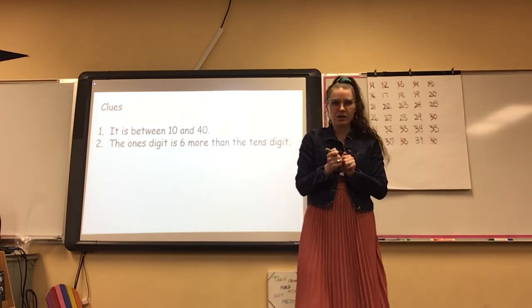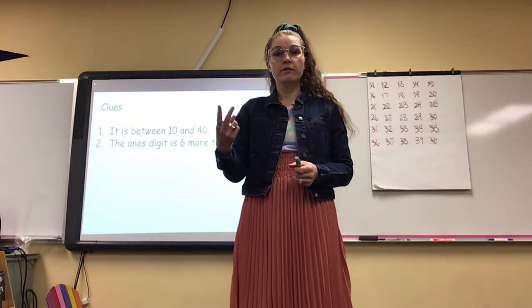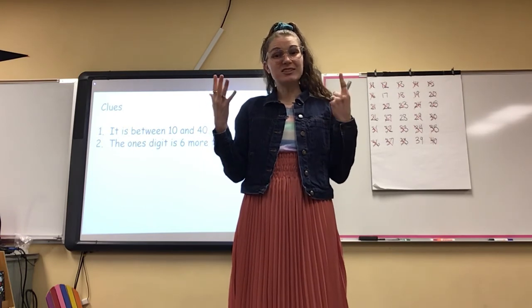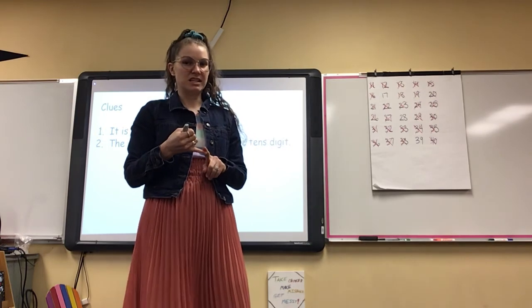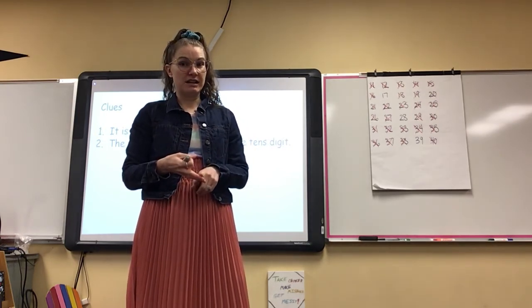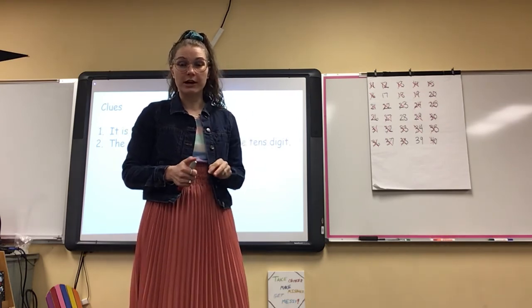39 has a 9 in the ones place and a 3 in the tens place. Let's see. 3, 4, 5, 6, 7, 8, 9. 9 is 6 more than 3. So we have 3 options for our mystery number: 17, 28, and 39. Okay, we have 3 options. We have 2 clues left to figure out our mystery number.